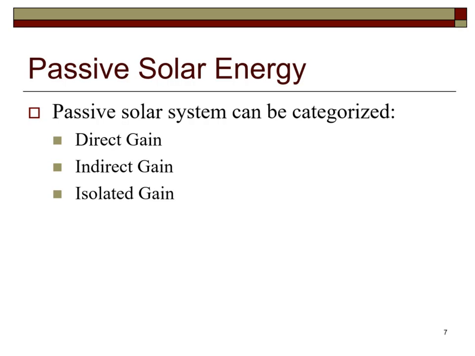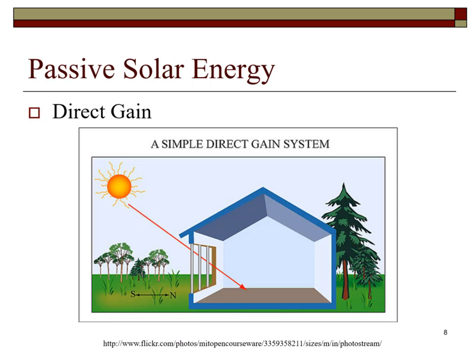We will look at 3 categories of passive solar systems: direct gain, indirect gain, and isolated gain. Direct gain is the most popular type of passive solar system in architecture. In a direct gain structure, solar energy is transmitted through the south-facing glazing.